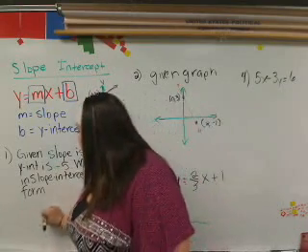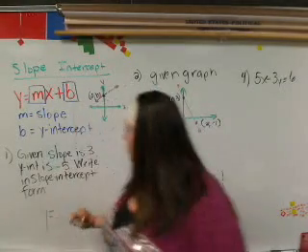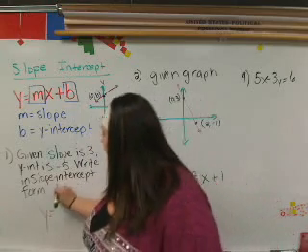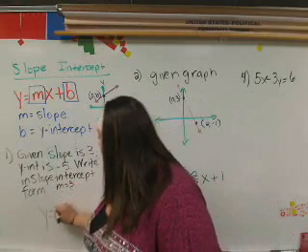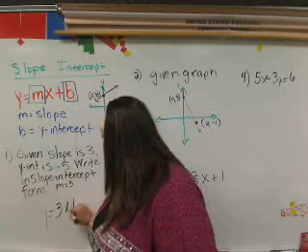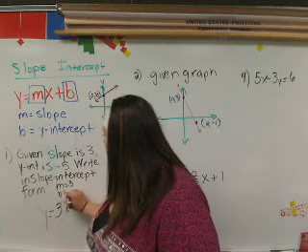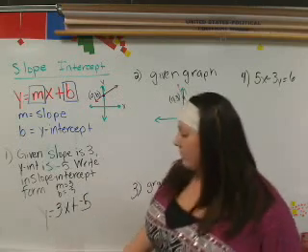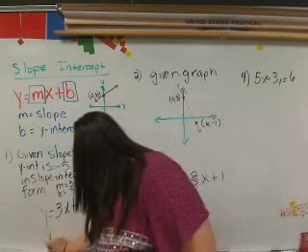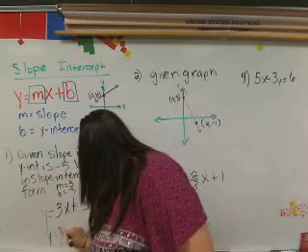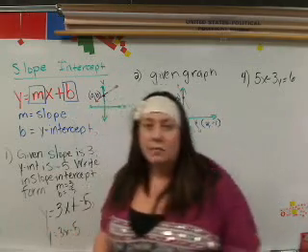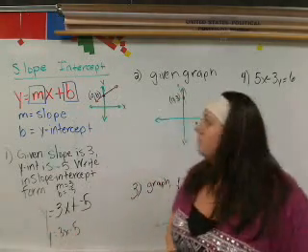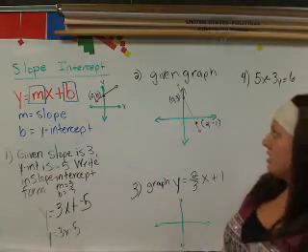So all you simply have to do is plug it in. y equals my m is 3, x plus, and then my y-intercept, which is b, is negative 5. 3x plus negative 5. But this also can be written as y equals 3x minus 5. Same thing, okay, with additive inverse. All right? That's the first way and easiest.